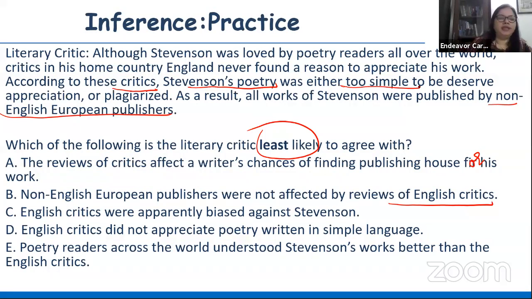If I end up saying that poetry readers across the world understood Stevenson's work better, that will mean that there was a problem with Stevenson's works and a problem with the understanding of Stevenson's works in England. Englishmen were not able to understand Stevenson's work, and therefore there must have been a problem with Stevenson's writing, Stevenson's poetry. Correct? So that is not what he is saying. He will agree with this. He will.